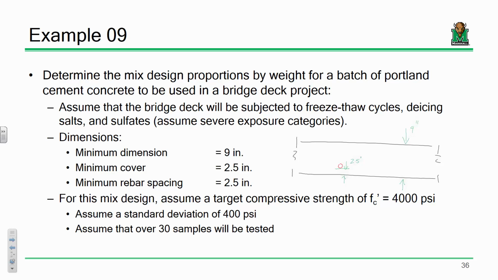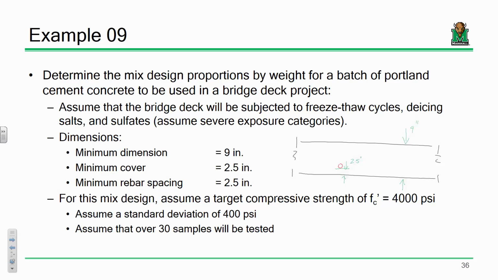For this mix design, we're going to assume a target compressive strength of 4,000 psi. For those of you that have had reinforced concrete design, that was one of the most common values that we used all semester. 4 ksi is very common. That is what the structural engineer assumed for the design of this deck.